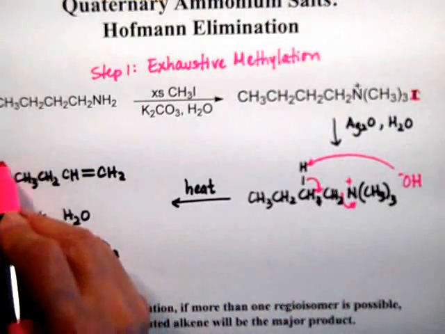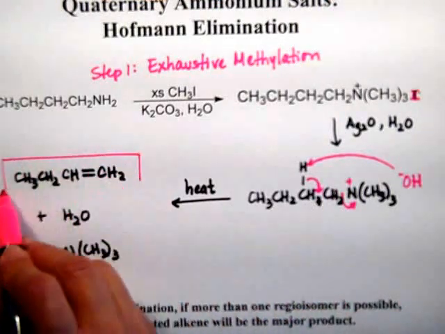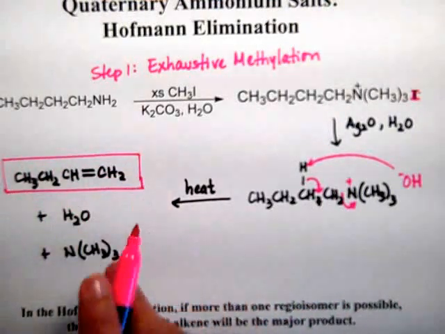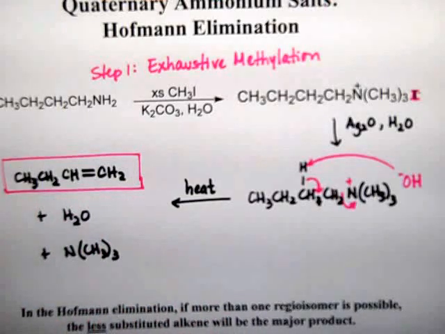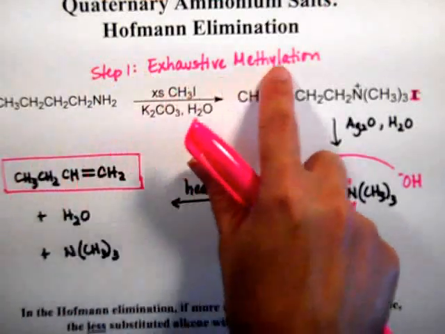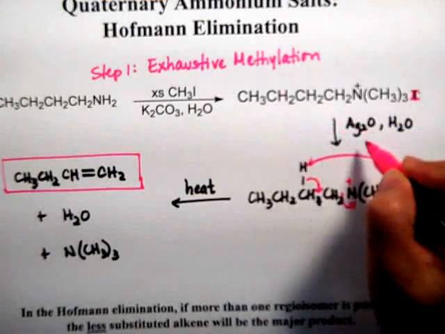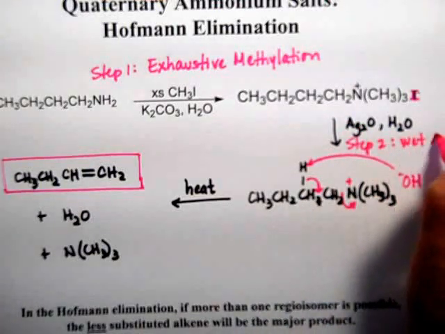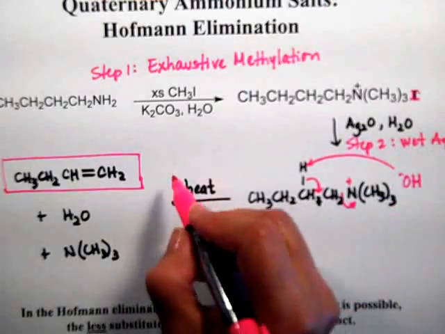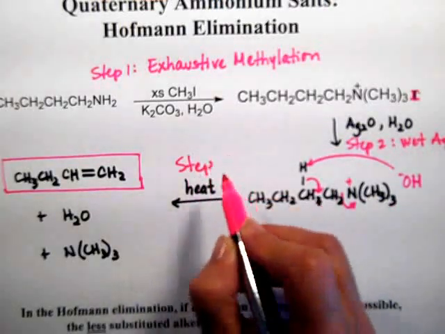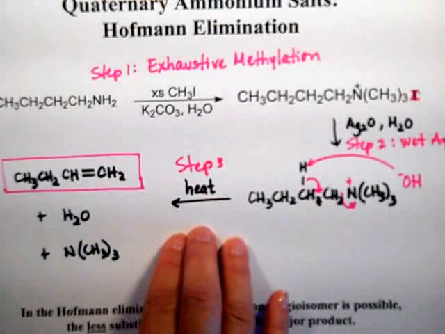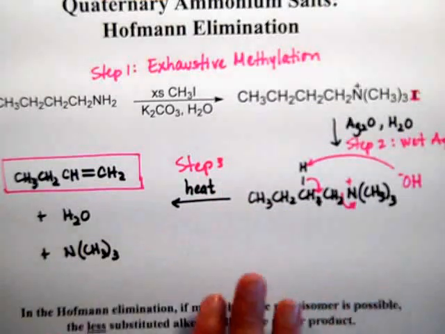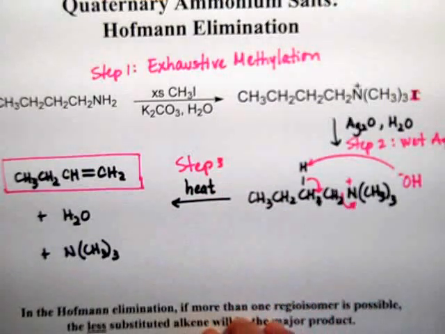But this is the product that we're going after. So we're going to make an alkene out of this. And I need 3 steps. Step 1, exhaustive methylation. Step 2, wet silver. And step 3, heating. The heating is what's going to promote the elimination. If you don't heat it up, you're not going anywhere with the Hofmann elimination.